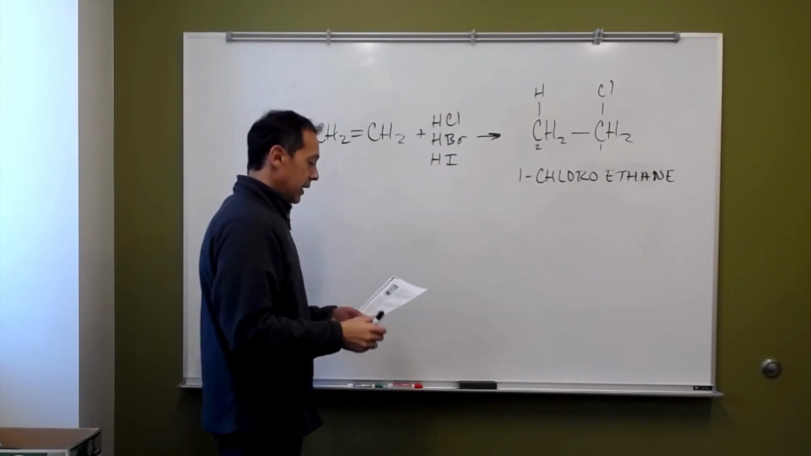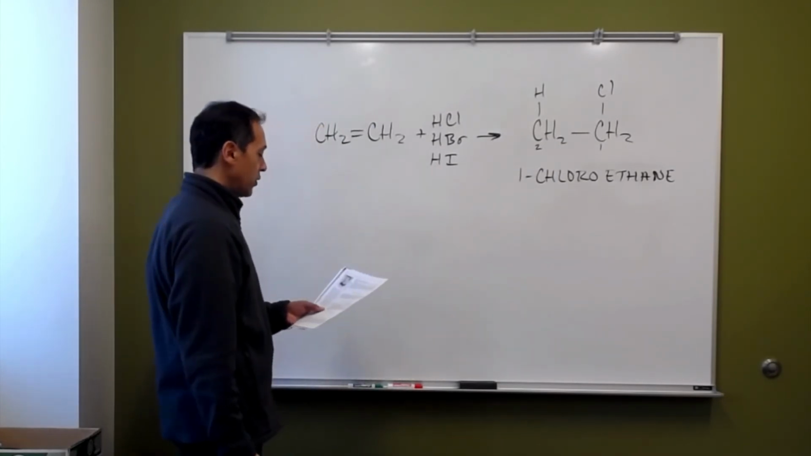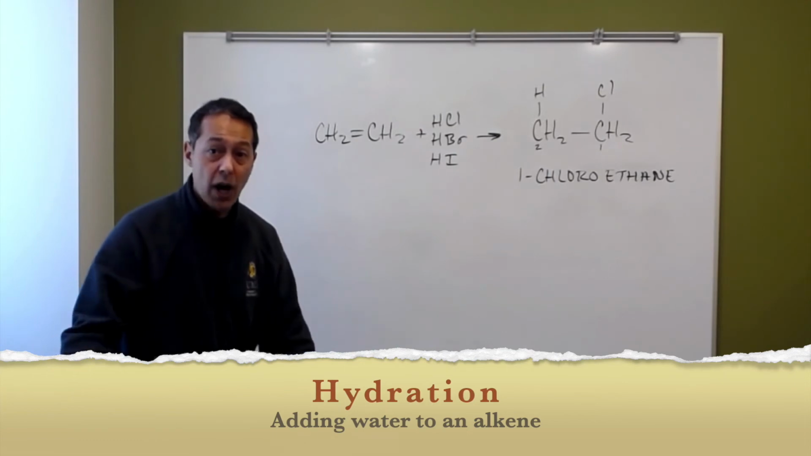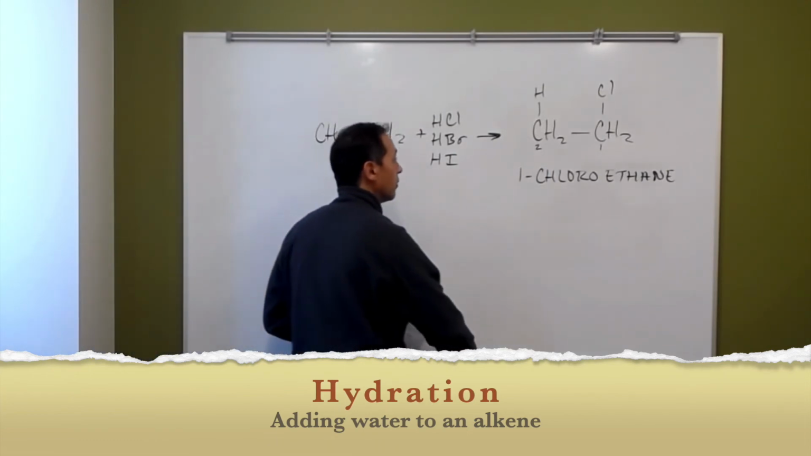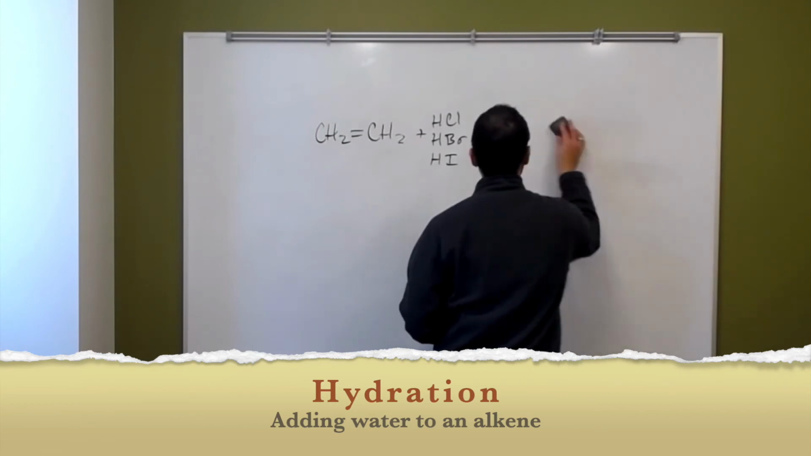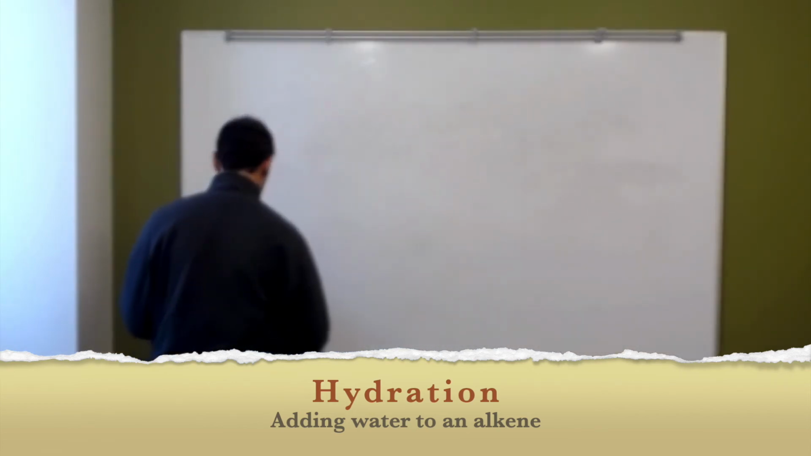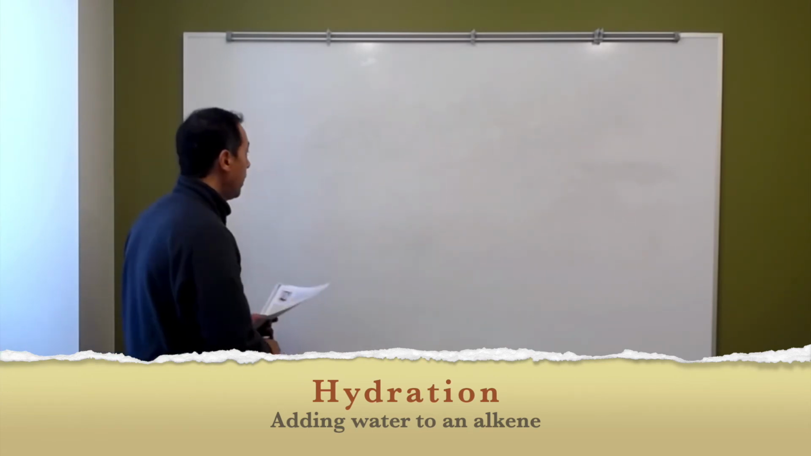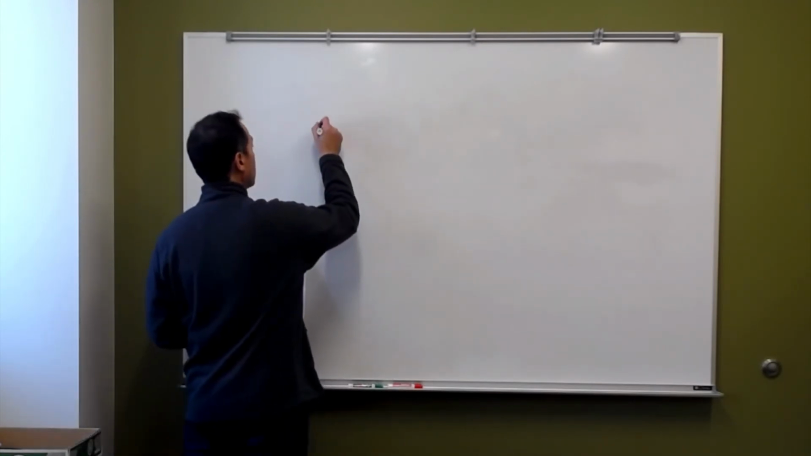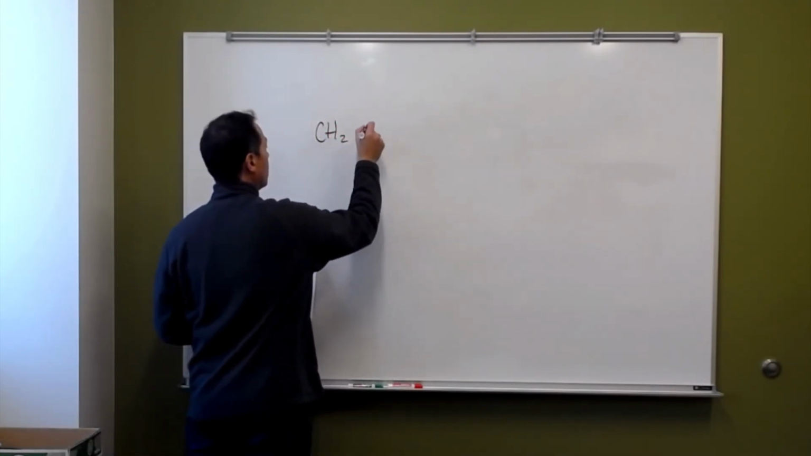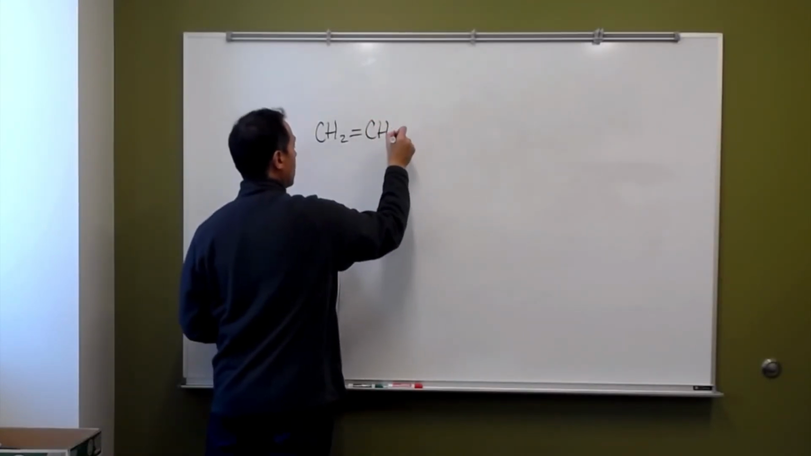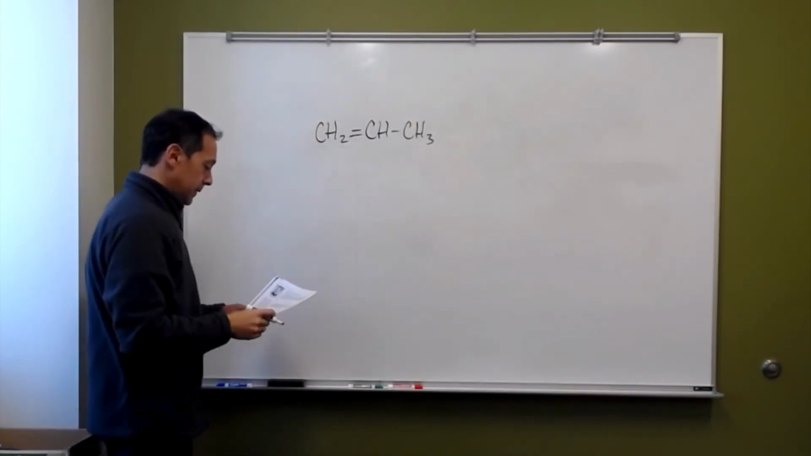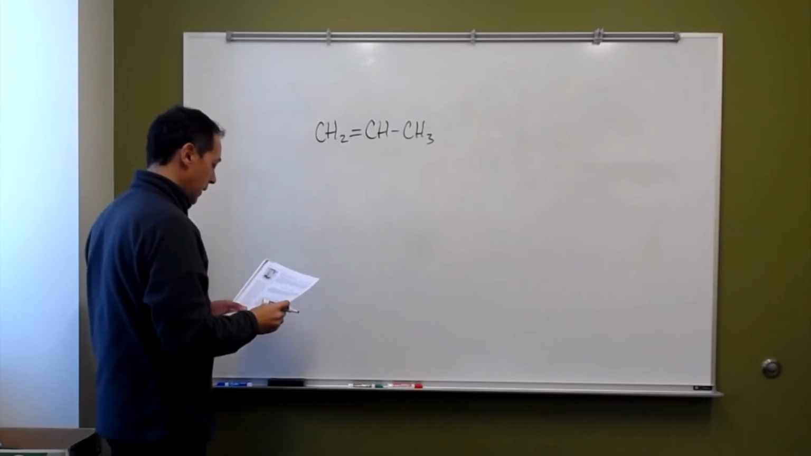All right. Now the next one is hydration reactions, where we add water to something. So let me get rid of this here. We're going to do a hydration reaction, where we add water. And I'm going to start out with something a little bit different here: CH2 double bond CH, and then CH3, like this. So this one's a little bit longer.